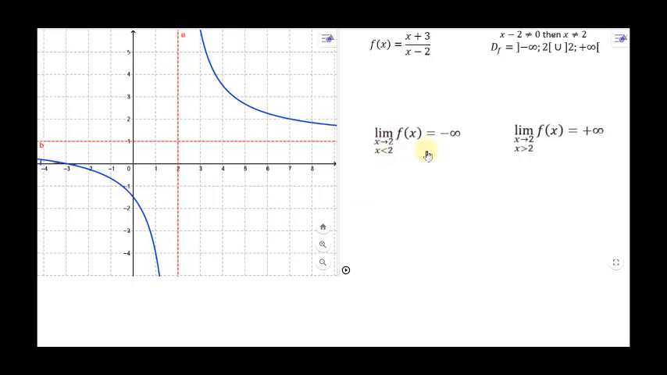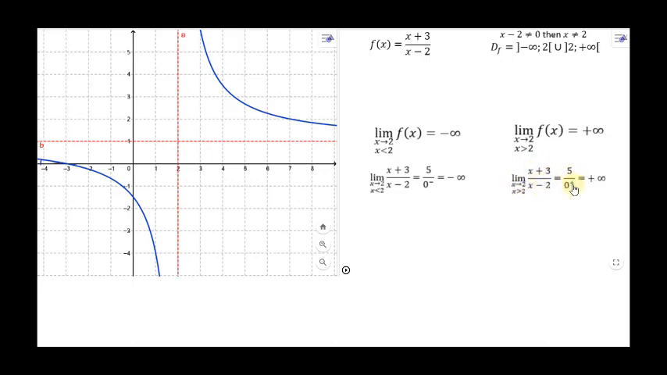But how can we get this result by calculation? We can also find the limit as x tends to 2 and x is less than 2 for the function f of x, which is (x plus 3) over (x minus 2). We replace x by 2 and we continue, and it is 5 over 0 minus, since x is less than 2, which is minus infinity. Also, we can see the limit as x tends to 2 and x is greater than 2 of the function f of x.